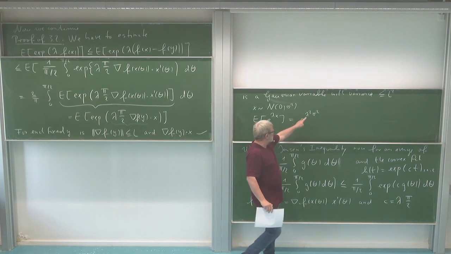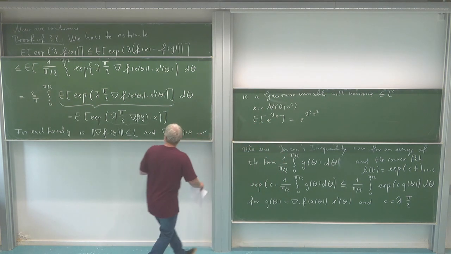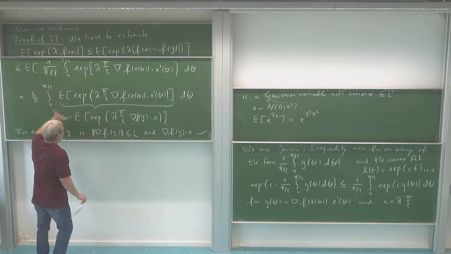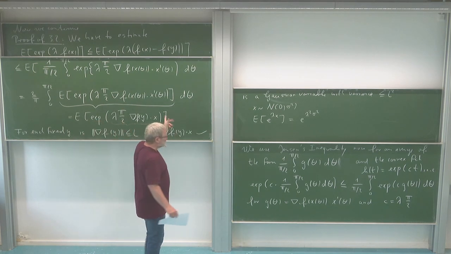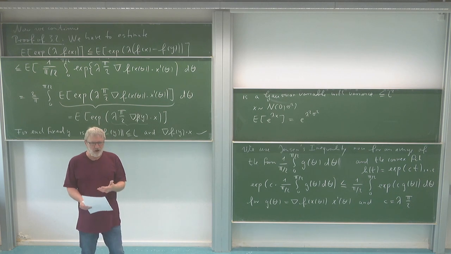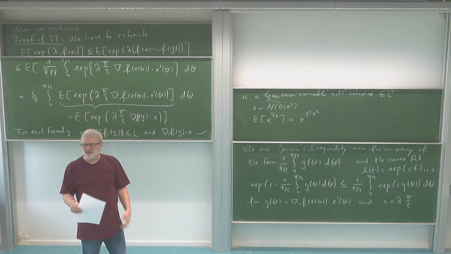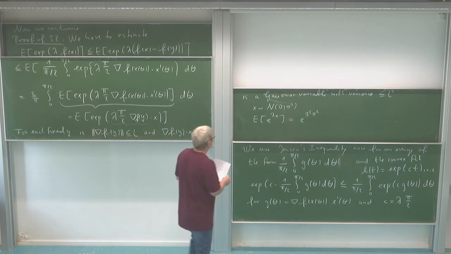I get here e to the lambda squared. That's really what I want for my overall estimate. But I'm using this deep buried in the proof. In the proof I really have one-dimensional Gaussian variables for which I know this estimate, and then I'm just integrating everything up.